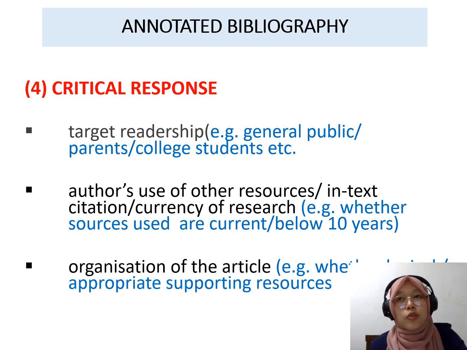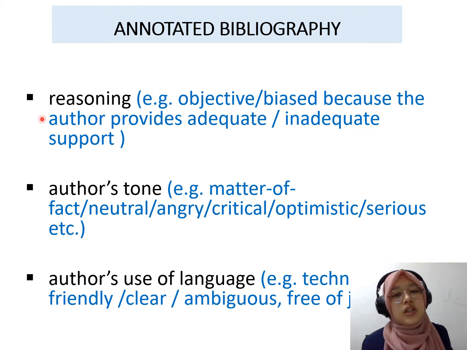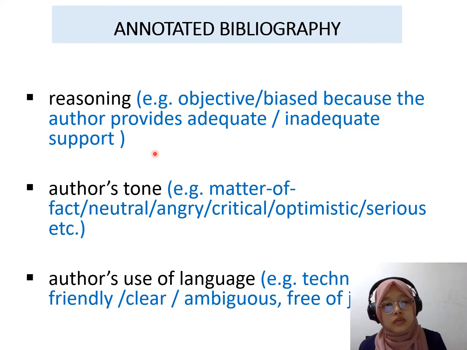Okay, let's see next. What else can you consider when writing your critical response? Reasoning. From what the authors have written, you can see whether it's objective or not. Is it biased? You can see the supporting details, whether the author provides adequate or inadequate support. You can say something about the reasoning the authors have mentioned inside the article, whether you think it's objective or biased.